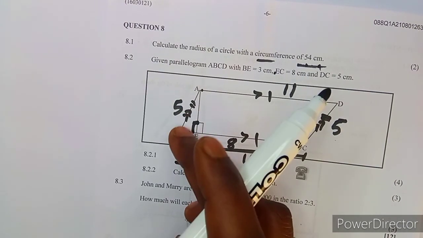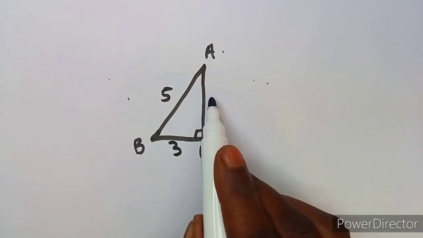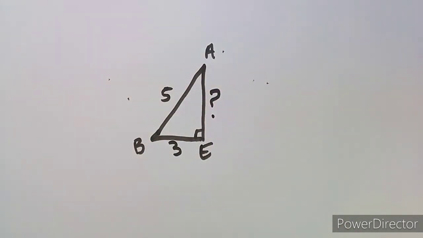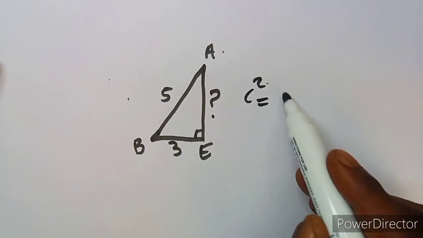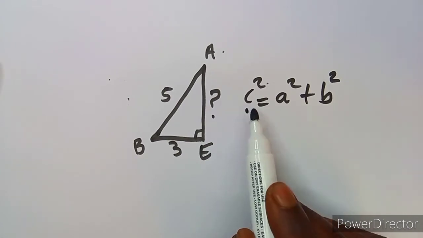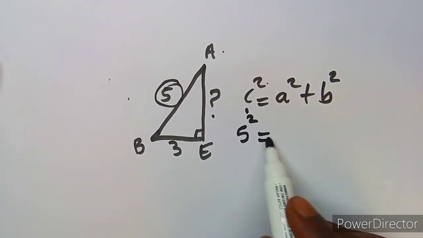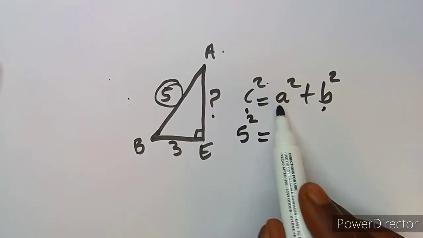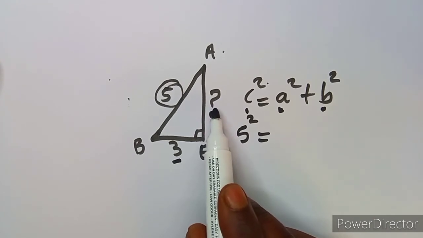As you can see, this is 5 and this is 3, and the question is asking you to calculate AE. Are you seeing that it's just a right angle triangle? So you can apply Pythagoras theorem to calculate AE, where c squared, the hypotenuse, which is the longest side, is 5. So 5 squared is equal to a squared plus b squared, the shorter sides, which are this 3 and this unknown side that you want to calculate.